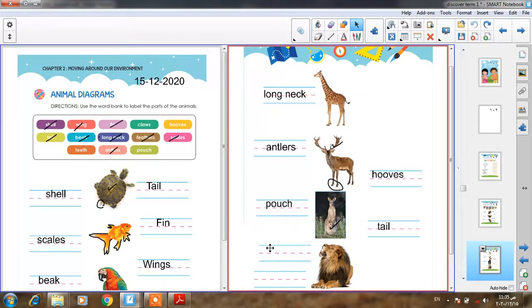Okay, look at this lion. This lion has what? Teeth. Okay. And it also has claws.